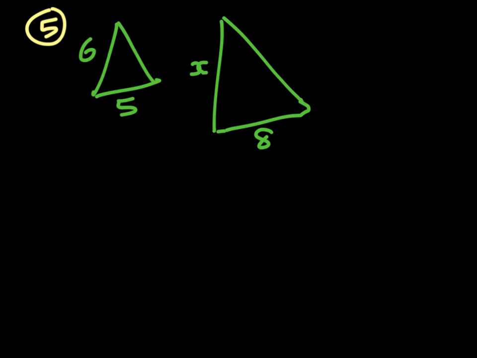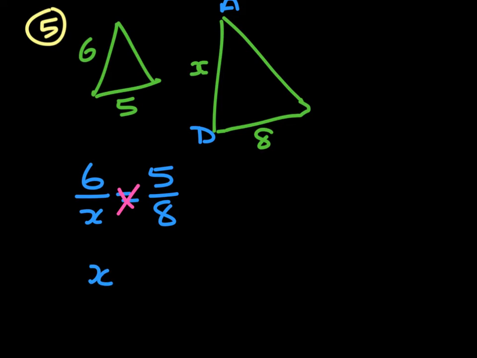Question 5, similar triangles. Well, here we've drawn them out separately. 6 and 5 on the sides. 8 we know. I've put an x on for side AD. Okay, set up the ratios. 6 over x equals 5 over 8. Do a bit of cross multiplying and work out what x is.